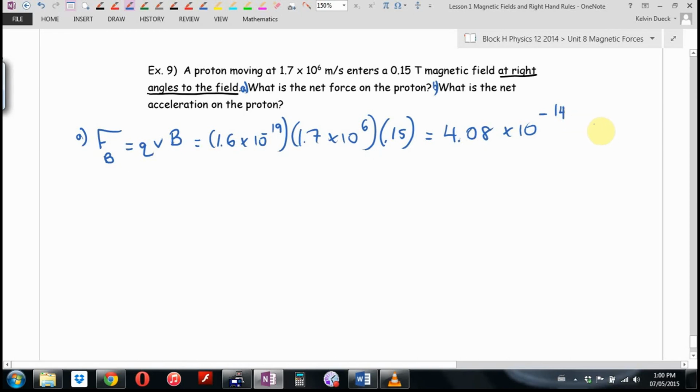Now, what did we just find? A force. Force is still measured in what? There. Now, that may seem like a very small force, Anthony, but what does part B want me to find? Hey, if I know the net force, how can I find acceleration? What's the equation that has those in it? Can you get the A by itself for me, please?